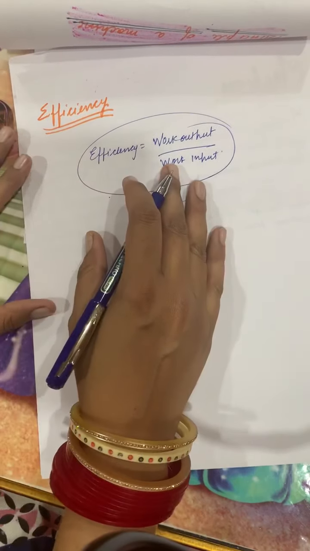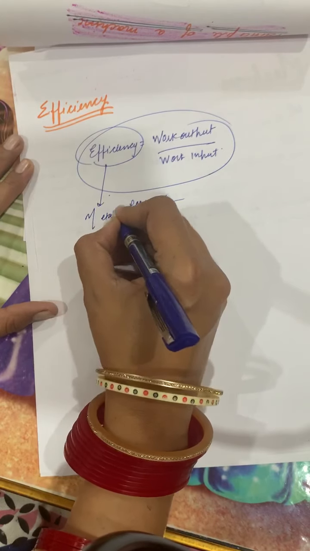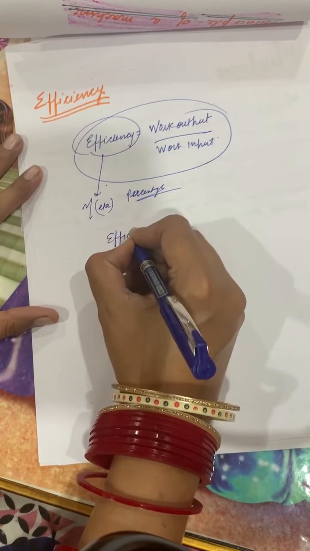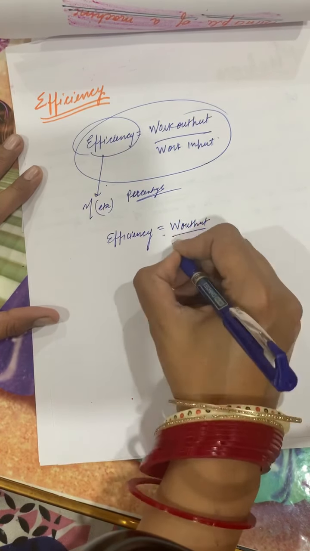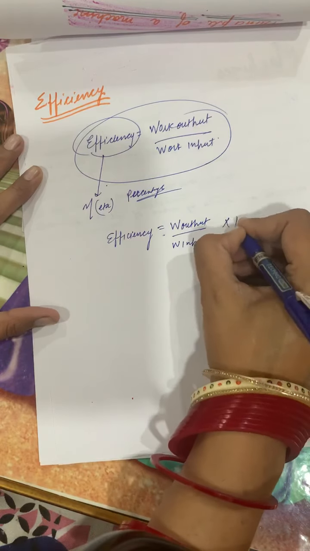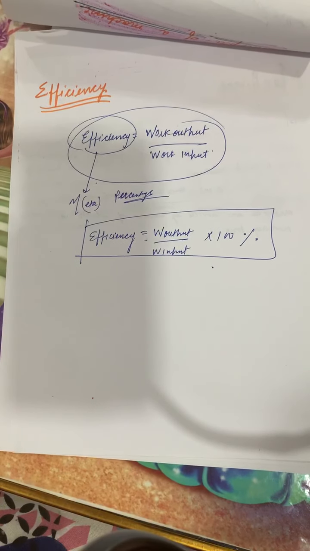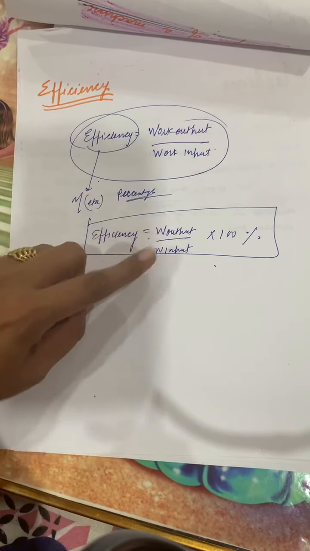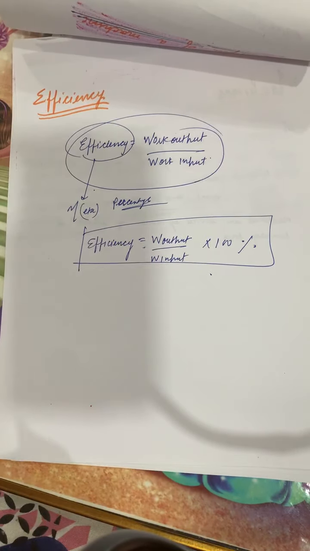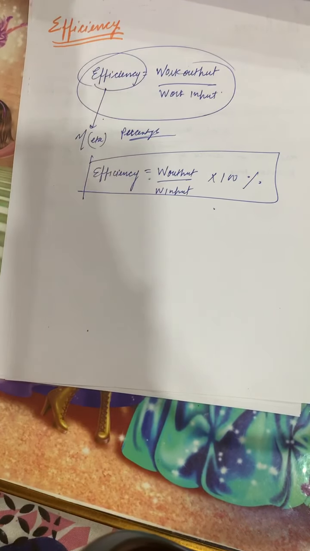See students, the symbol for efficiency is eta. Whenever it is expressed in percentage, we write it as work output by work input multiplied by 100. So this is the case of efficiency. Efficiency also has no unit because it is the ratio of similar quantities, work, so units will cancel out. See students, I told you earlier also, it is not possible for a machine to be ideal.